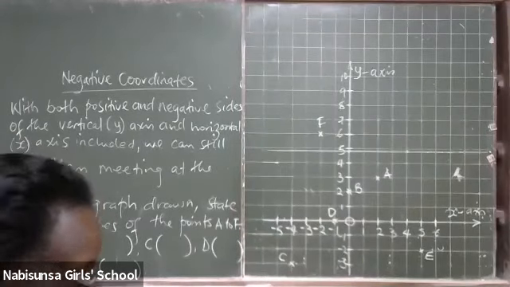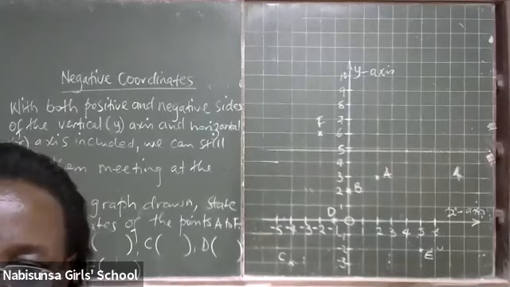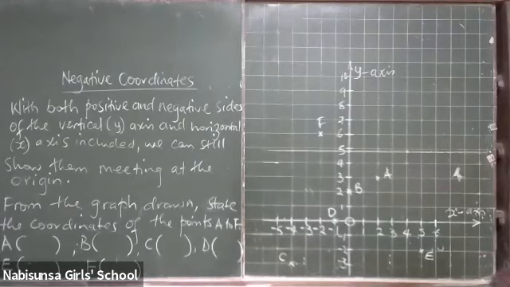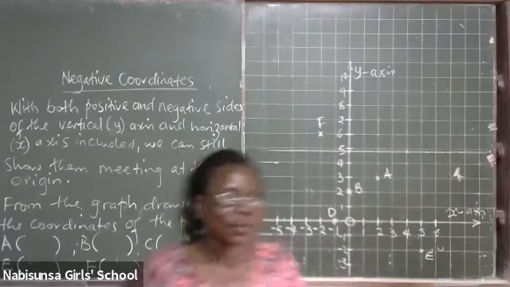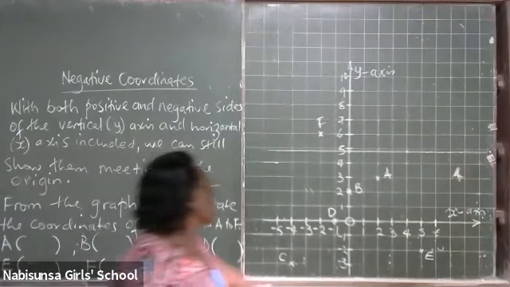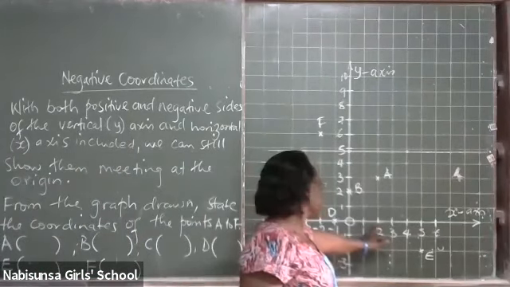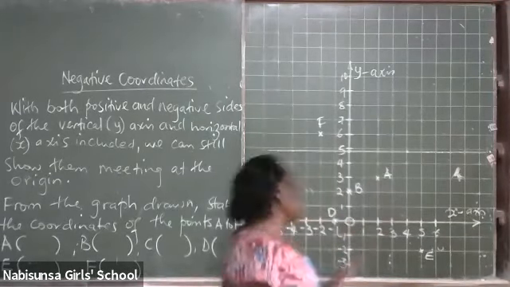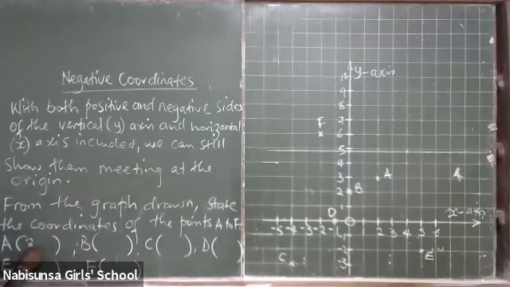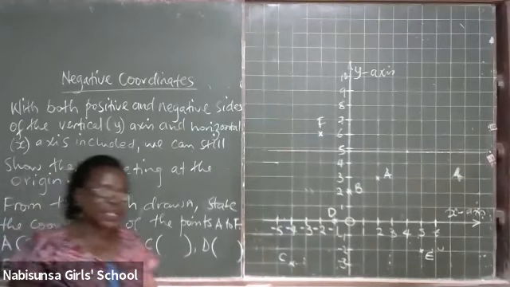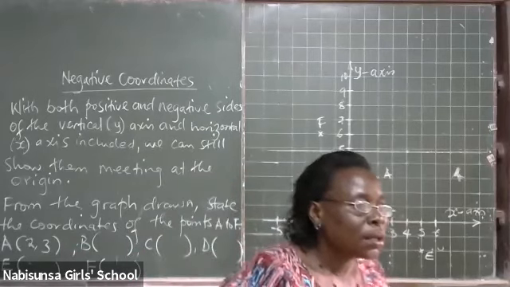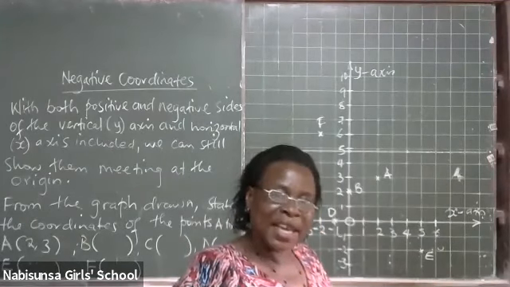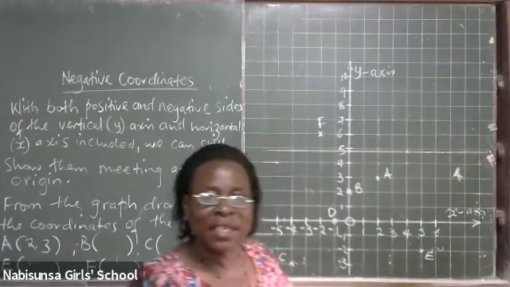The answers are coming. Now, what are the coordinates of A? The coordinates of A are (2, 3). They should be in brackets. If they are positive, you may not put the positive sign. But if they are negative, that is a must. You have to indicate that it is a negative.